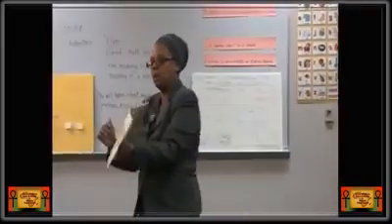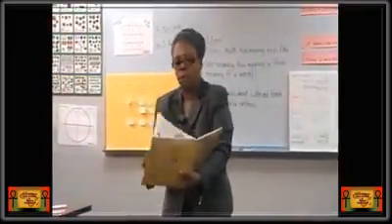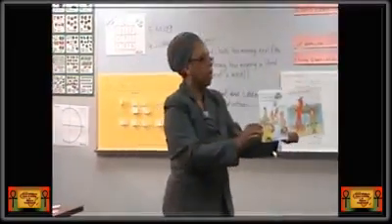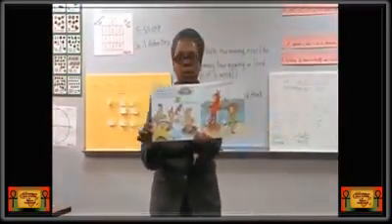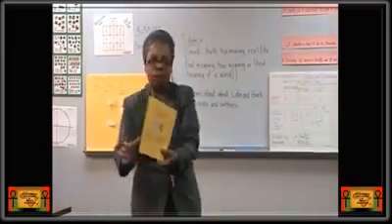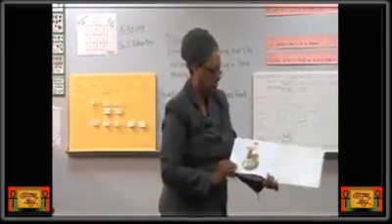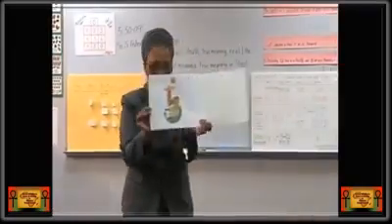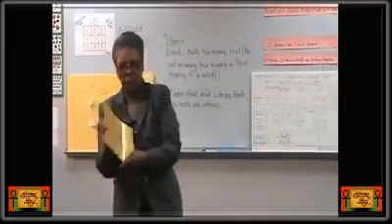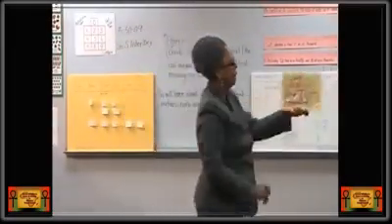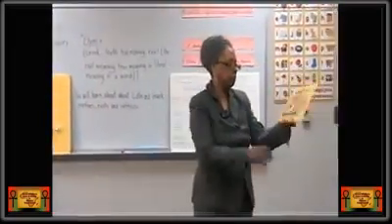Now, the reason we did this picture walk is because a book has 3 parts: a beginning, a middle, and an end. Beginning, middle, and end. 10 for dinner.